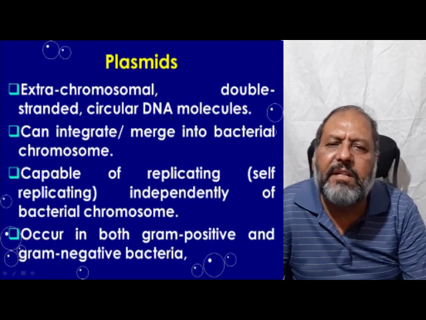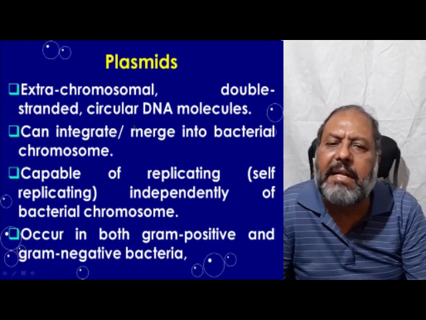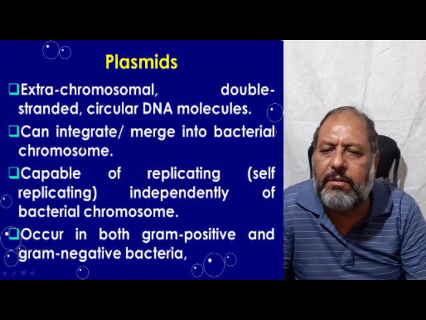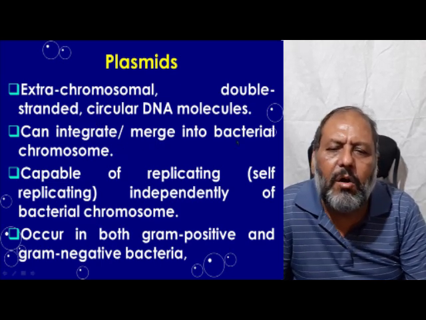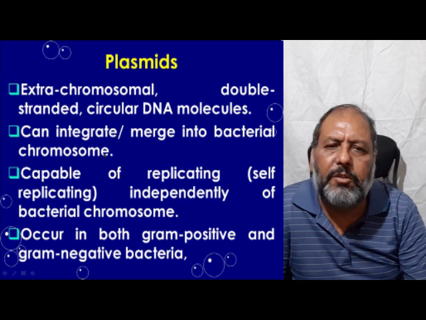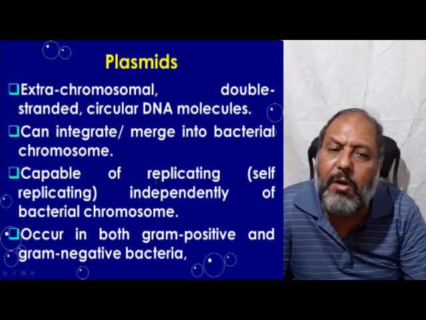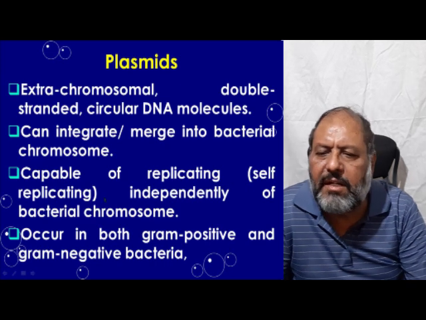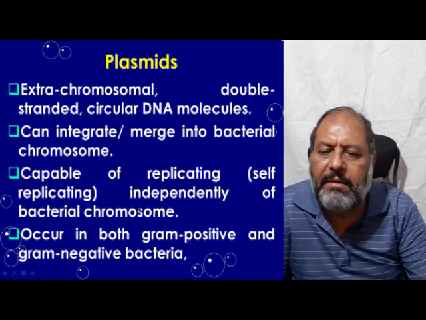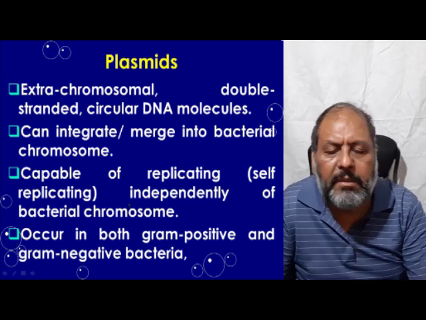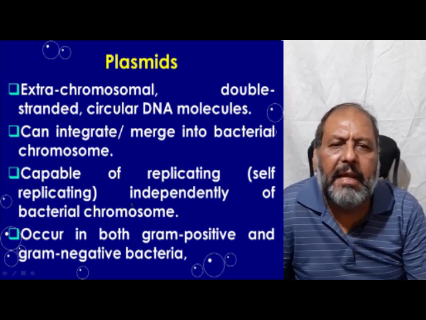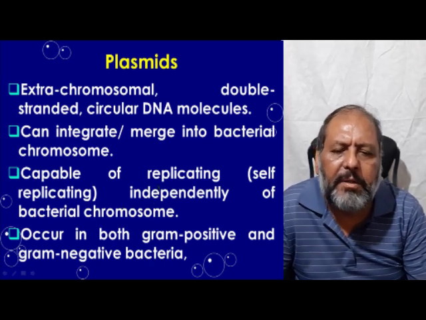Now, the next is plasmids. These are extrachromosomal, double-stranded circular DNA molecules that can integrate or merge into the bacterial chromosome, and they are capable of replicating independently. So these are self-replicating and they can replicate and give daughters and their other components.